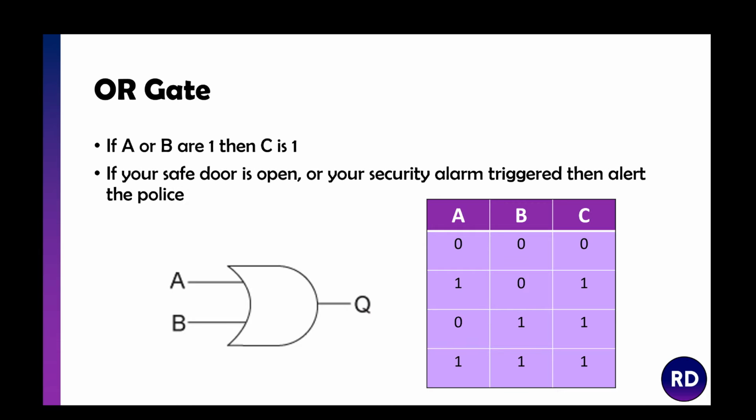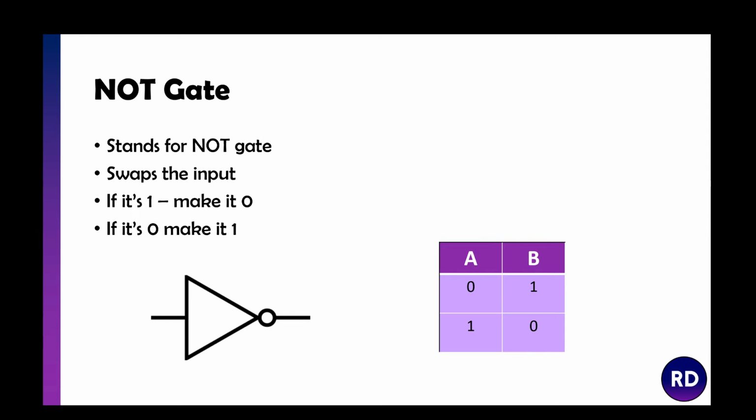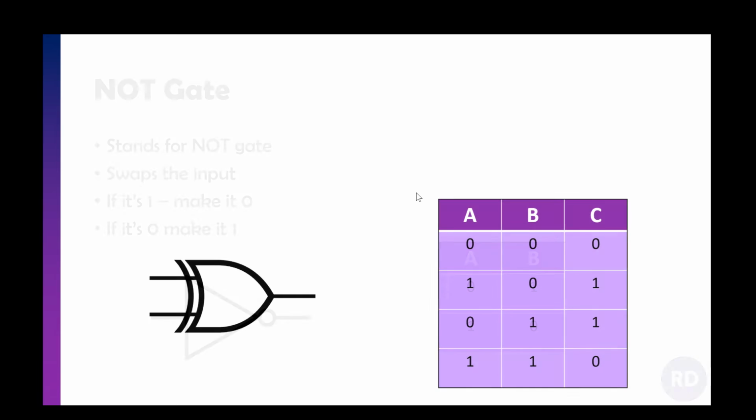Next, we've got the OR gate. If A or B are 1, then C is 1. If your safe door is open or your security alarm is triggered, then alert the police maybe. If you've got no 1 inputs, it's 0, but if there are any 1s, it becomes a 1. You then got the NOT gate, which is just not whatever it is, so it swaps the input. If it's 0, it makes it 1, if it's 1, it makes it 0.